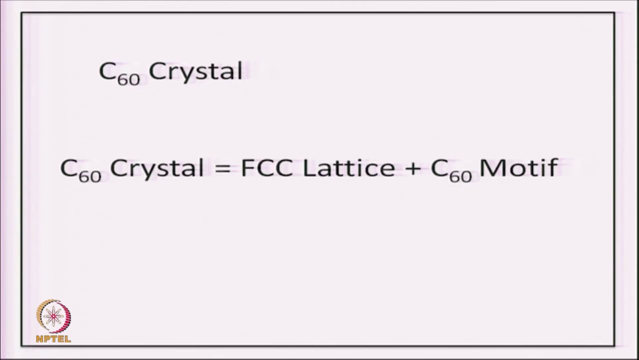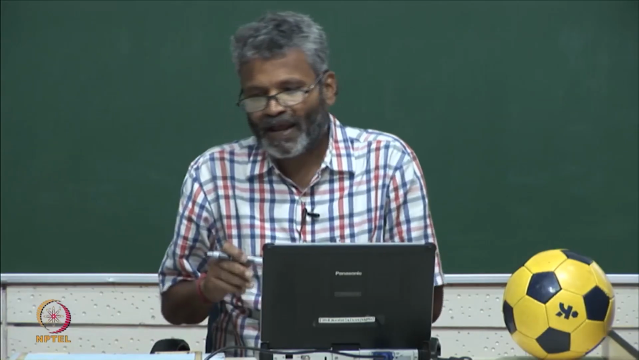So, the centroid of the C60 molecule coincides with the lattice point. The carbon atoms do not actually sit on the lattice points, they are distributed around the lattice point, but they are associated with that lattice point. Let me draw that and show it to you.